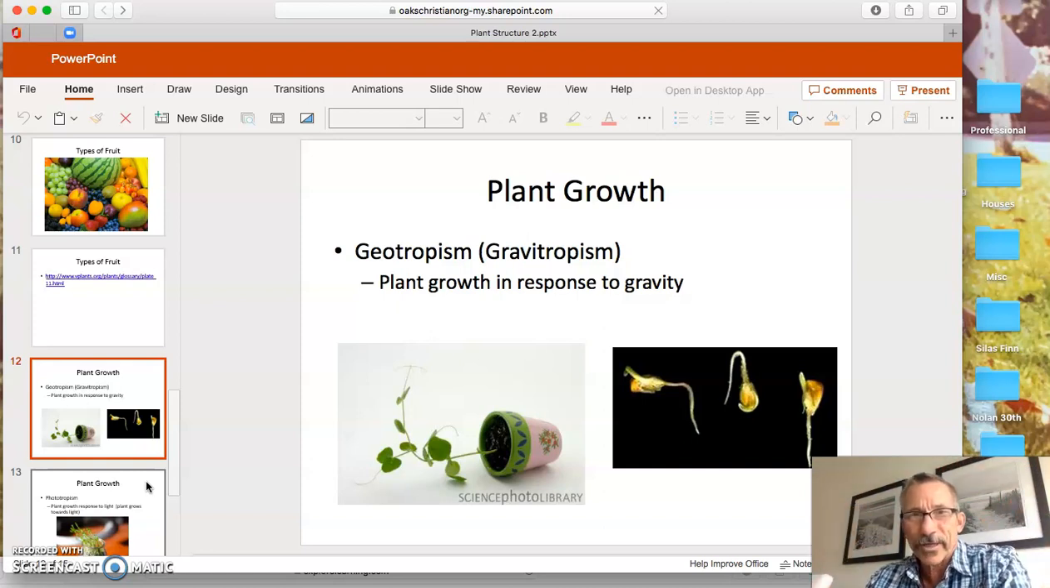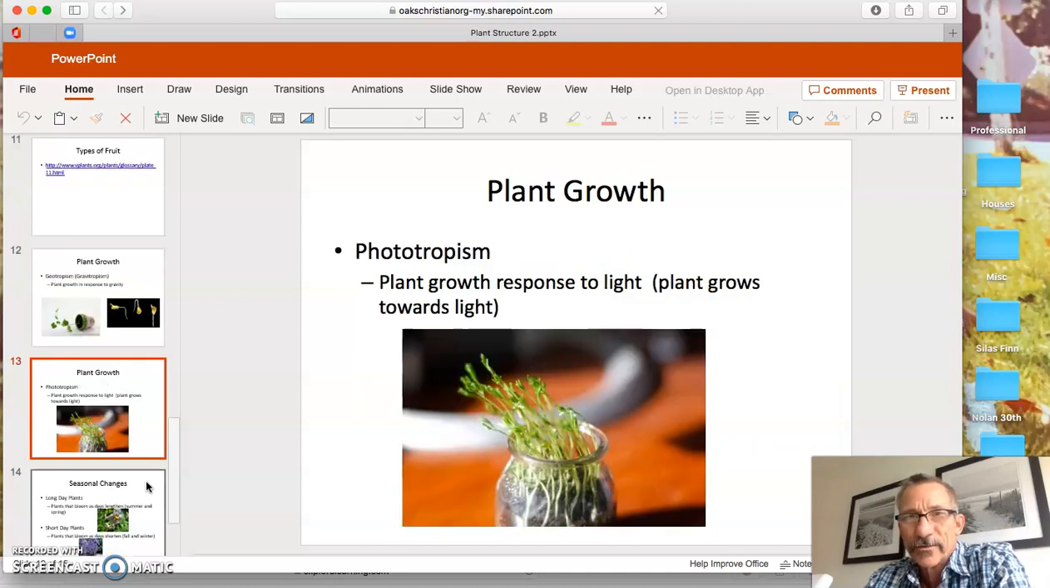So the plant cells can actually respond to where those chemicals are in the cell, which tells it which way is up, which way is down. Making sure the shoot goes towards light and the roots grow down towards water and minerals.